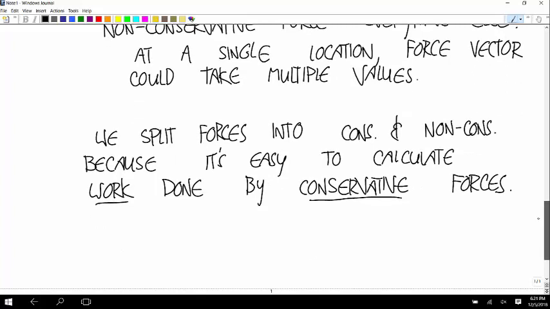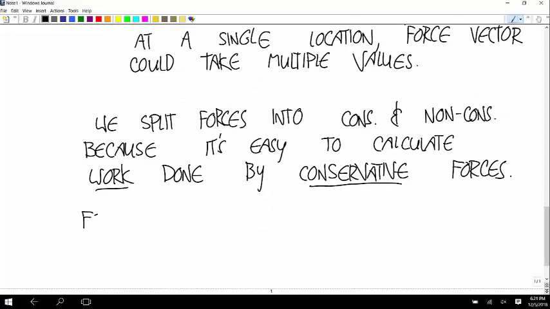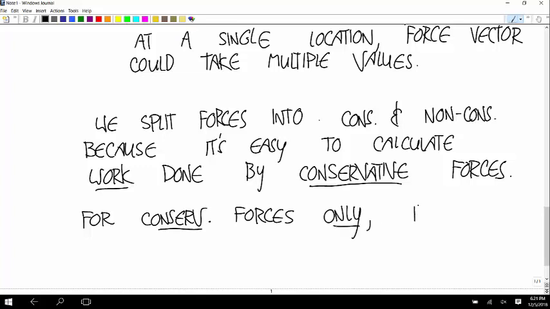Okay, and here's why that is. For conservative forces only, there's something called potential energy.